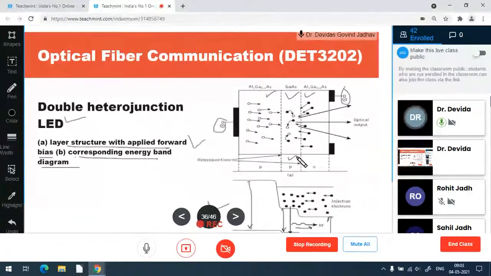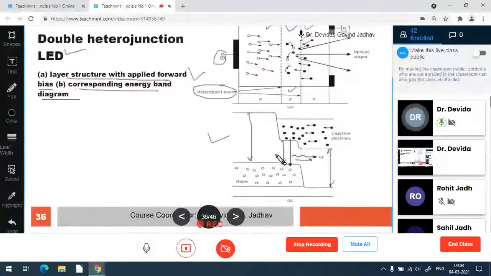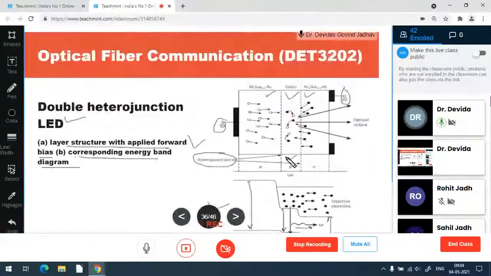Active region may be P or N. So there are two junctions and both are heterojunctions. Both have different band gap energies in each layer making the junction. So holes from the P side cross the junction and go into the active layer. Electrons from the N layer cross the heterojunction, go into the active region, and recombination takes place in the active region.